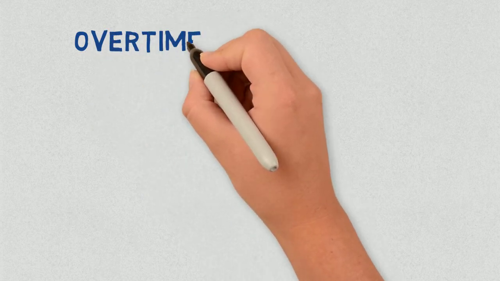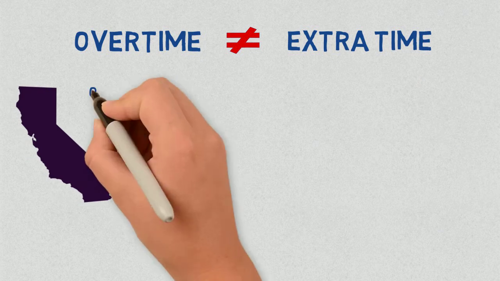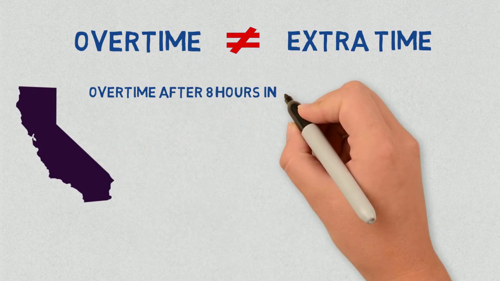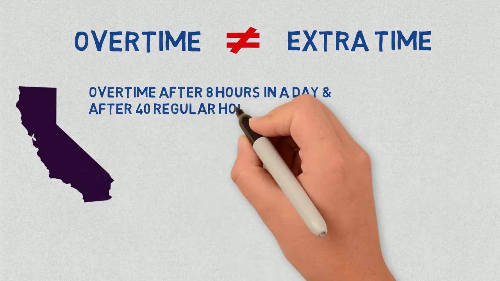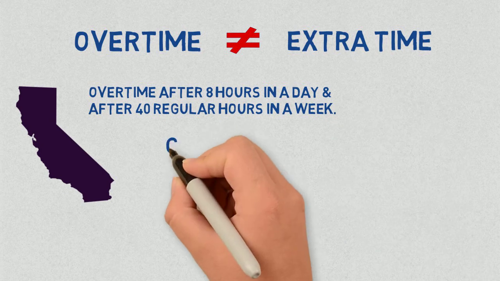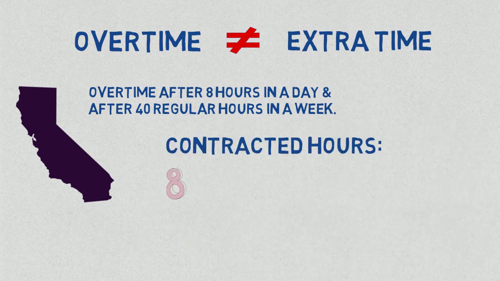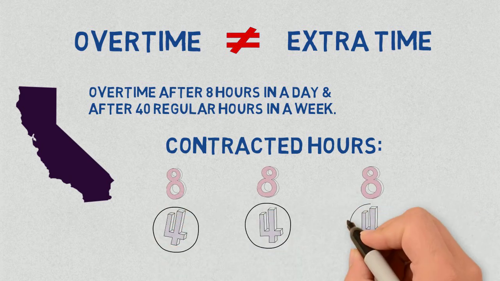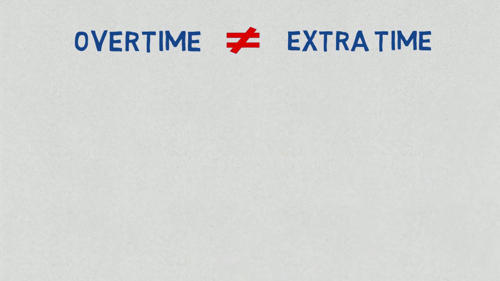First, let's take a look at 2 examples of when overtime is not extra time. In example 1, the overtime law in the state of California requires employers to pay overtime after 8 hours in a day and after 40 regular hours in a week. Therefore, if you're contracted to work 3 12-hour shifts, then 4 hours per shift will be overtime but not extra time. These hours are just part of your contracted time.